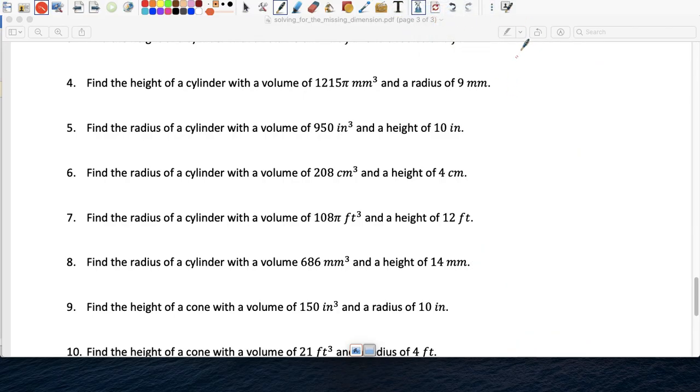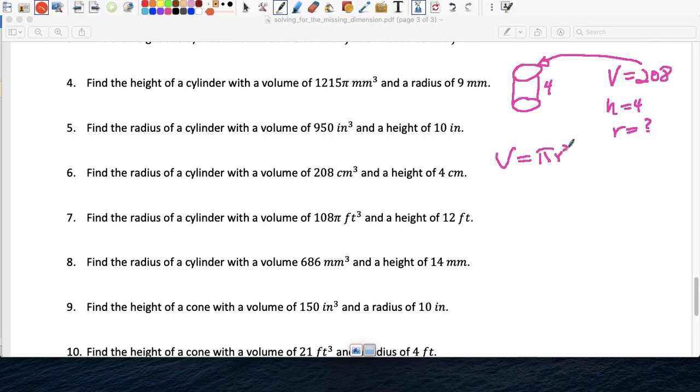6. Again, another radius problem. So we have the volume is 208. The height is 4. So the number of centimeter cubes that fit inside. The height is 4, but the radius I don't know. So anytime you don't have the radius, you know you're going to have to take the square root of both sides. So V equals pi r squared h.